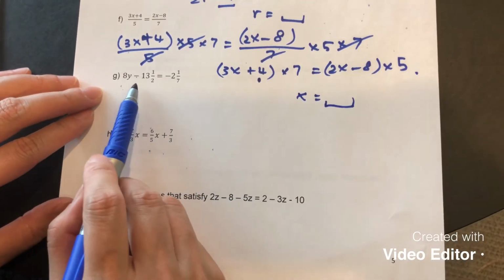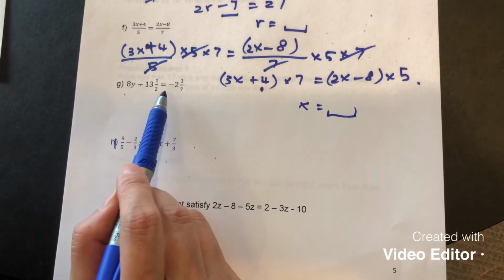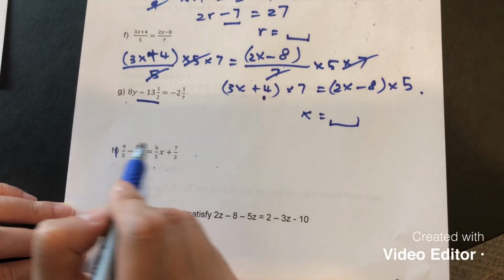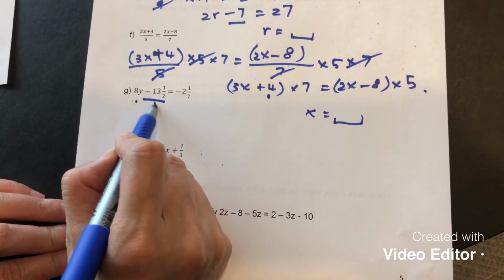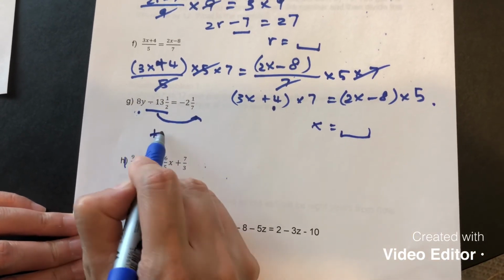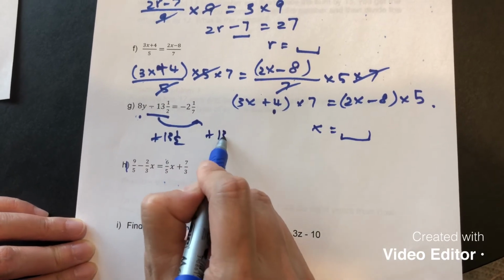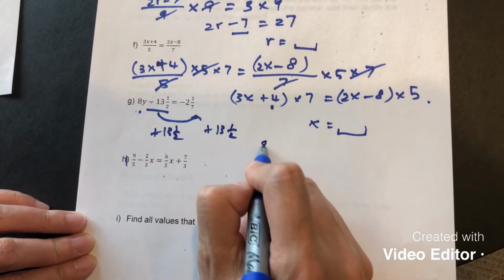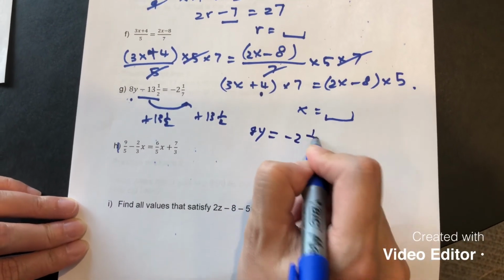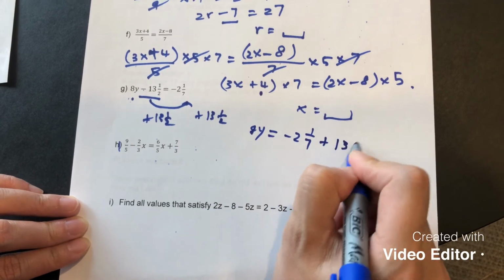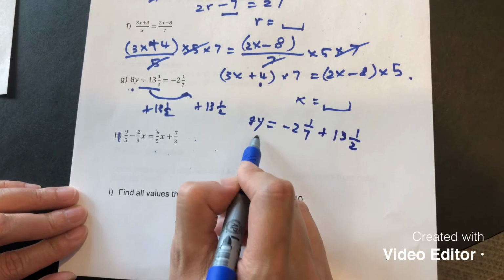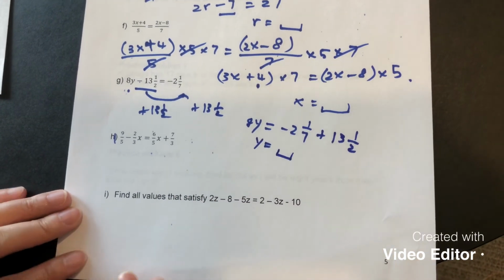G. 8y minus 13 1/2 equals negative 2 1/7. In this case, here is one number, and here's the unknown. We move the number to the right-hand side by adding 13.5 to each side. On the left-hand side, you would get 8y. The right-hand side is negative 1/7 plus 13 1/2. Then we divide left and right side by 8 to get y equals something.